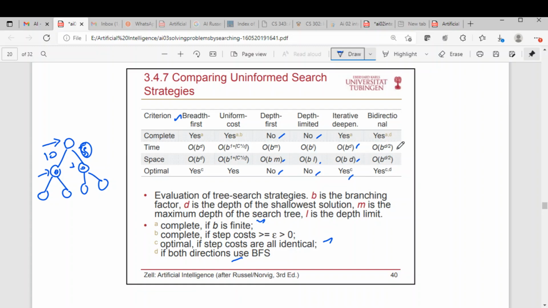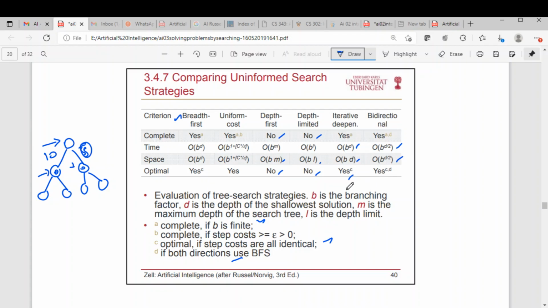What's the time complexity? Order of b to the power d by 2. Space complexity, order of b to the power d by 2. Is it optimal? Yes, with the conditions C, D. That is, if step costs are identical and in both directions it uses BFS, then it is optimal.